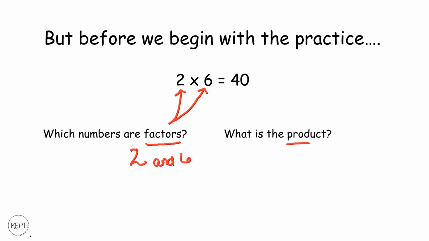The product is the answer to a multiplication problem. So the product in this instance is 40. Now, looking at this equation, we can see that this is not a true statement. This is not a true equation because we know that 2 times 6 is equal to 12, and we also know that 12 does not equal 40. So this is a false equation, guys.